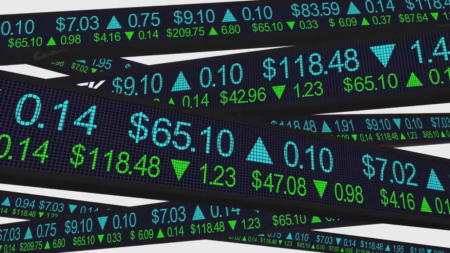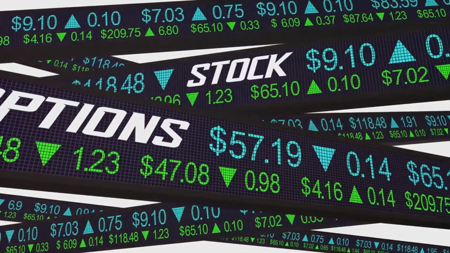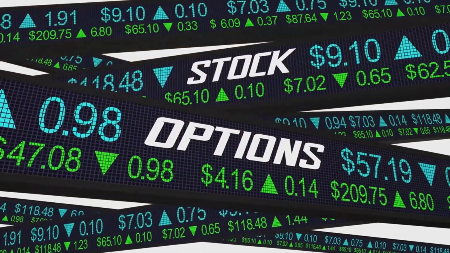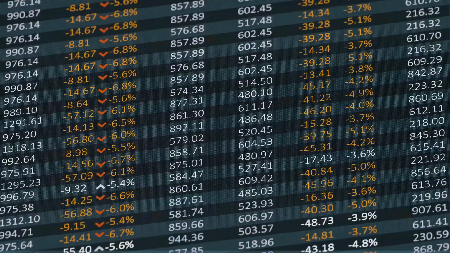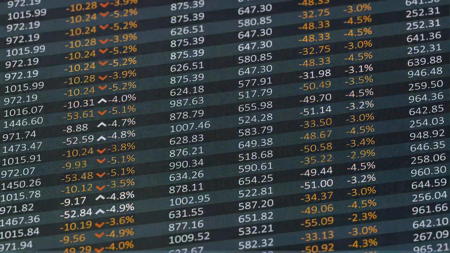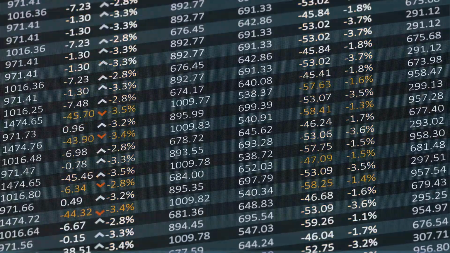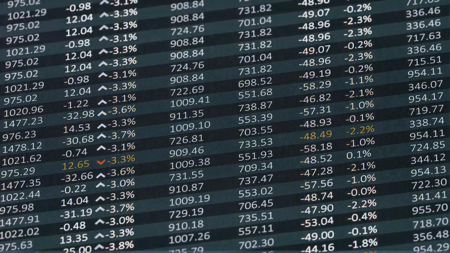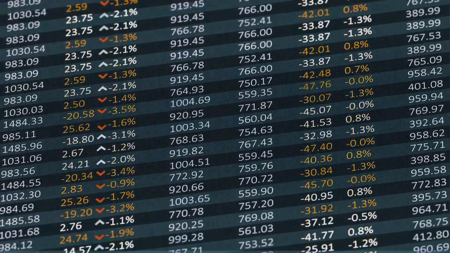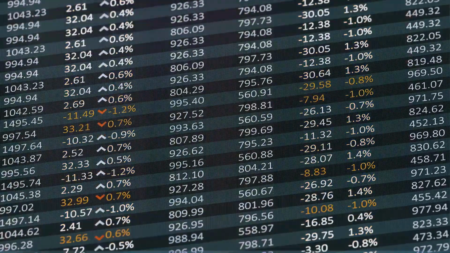The third step involves determining the delta of the options. The delta is a measure of how much the price of an option is expected to change for a one-unit change in the price of the underlying asset. A higher delta means the option's price is more sensitive to changes in the price of the underlying asset.